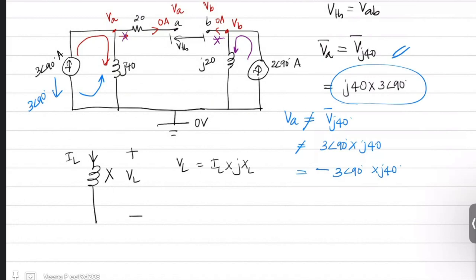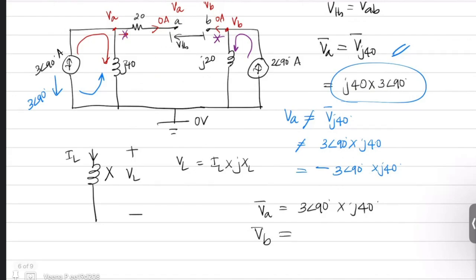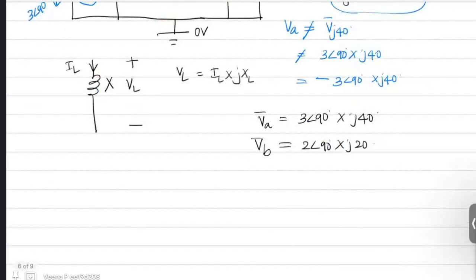So if you are going to write a voltage potential, you have to make sure that you mark the current from that potential downward and you make it a positive value. So here your VA is nothing but 3 angle 90 times J40. And similarly, your VB is the same direction. Current is going from top to bottom and the top potential is VB. So VB is 2 angle 90 times J20. So you have your VA and VB, so you can get your V Thevenin.